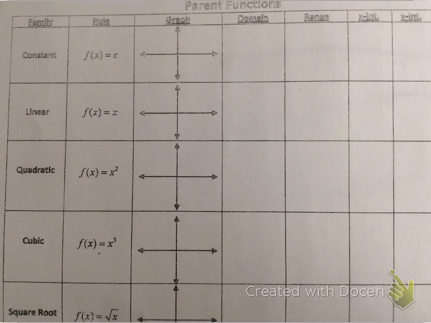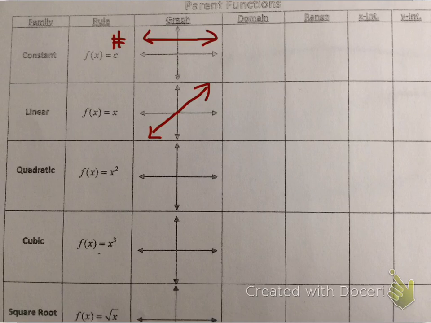Anyways, your first one is a constant. A constant is just that y equals a number. And realize that when I say f of x, it's like y. So y is equal to, or f of x is equal to, just a number. And what does that produce? It produces a horizontal line. Okay? We will look at domain and range in class as a group. Linear functions, those are the ones you've seen before, and those are the ones that are straight, diagonal lines of sorts, and that's about it.